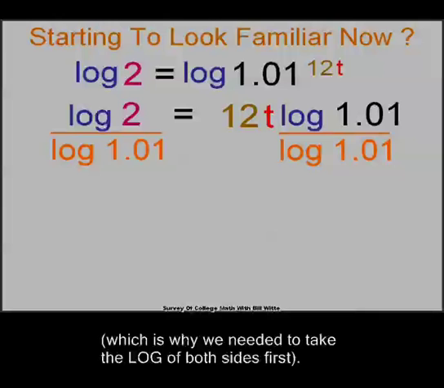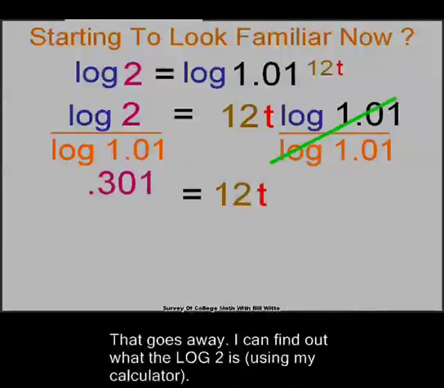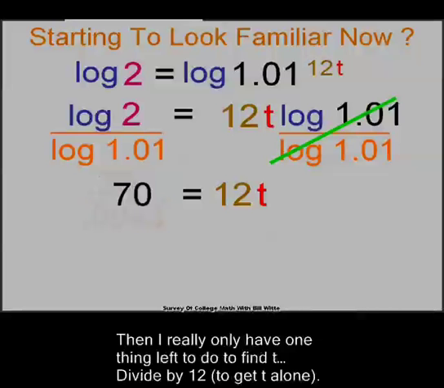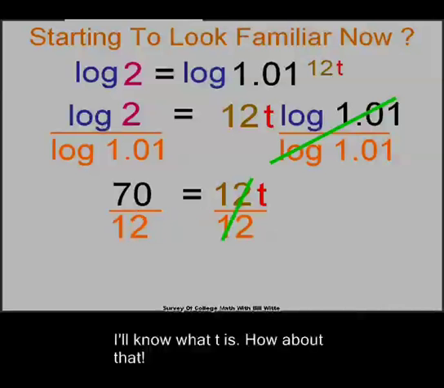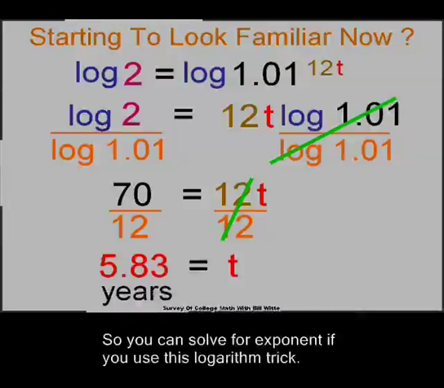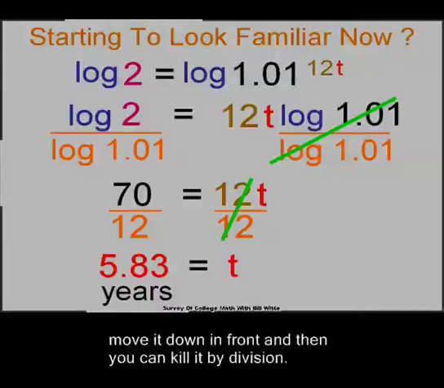I can start taking things away using division. That goes away. I can find out what the log of 2 is. I can find out what the log of 1.01 is using my calculator. And then I only have one thing left to do to find t. Divide by 12. And I know what t is. How about that? So you can solve for an exponent if you use this logarithm trick. Whenever you can't get to something, you're going to have to take the logarithm of both sides. That'll move it down in front, and then you can kill it by division.